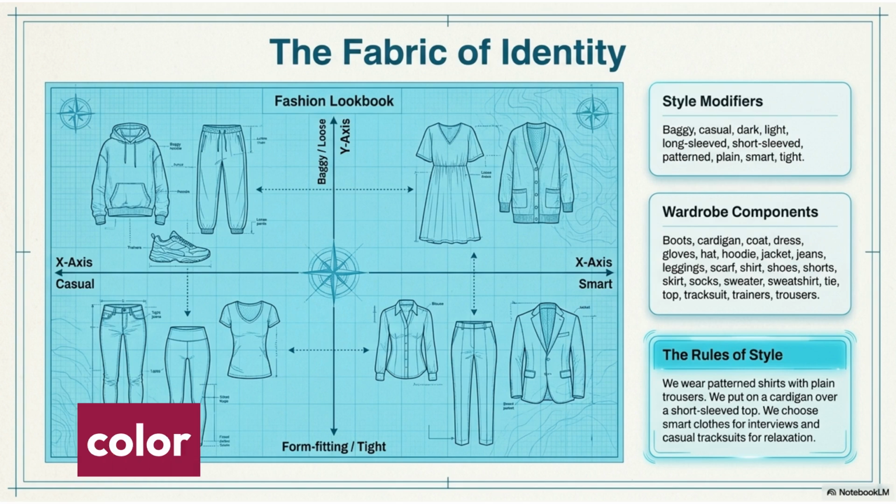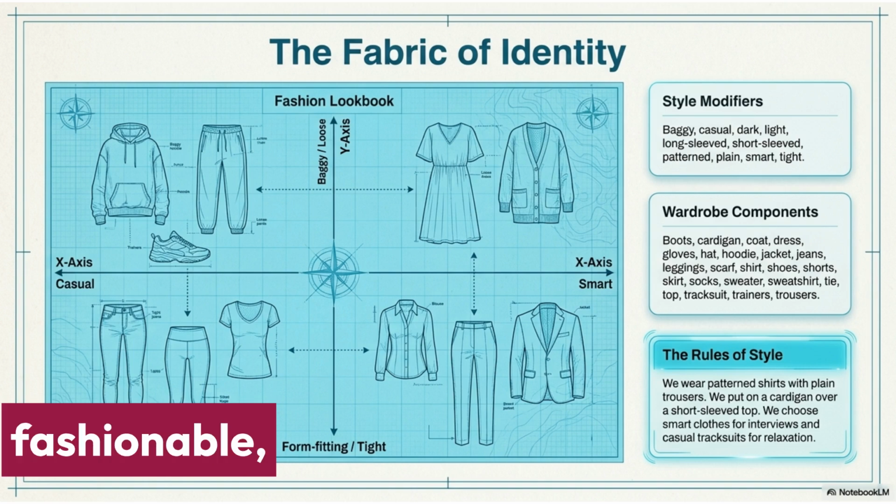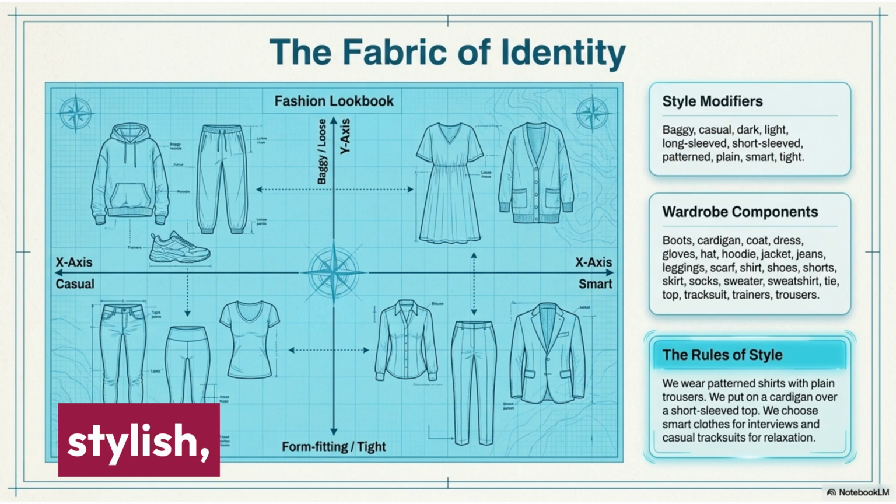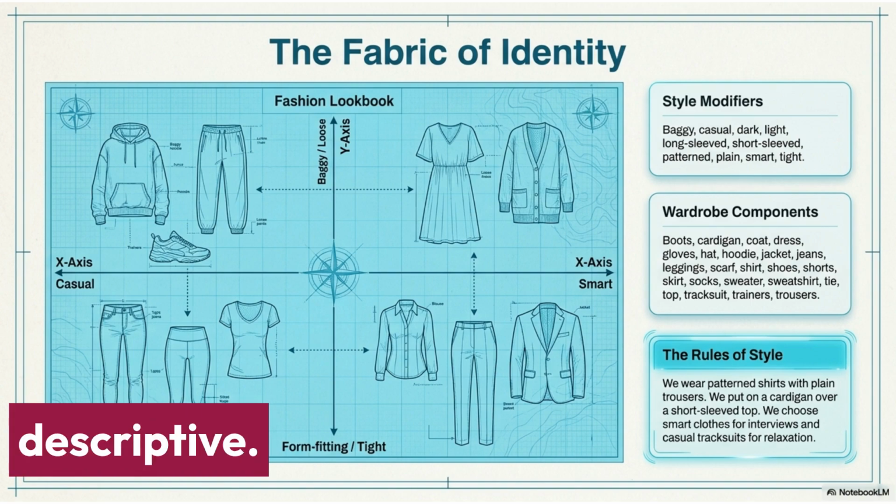The second layer is color and pattern. Instead of simply saying a shirt, make it more specific. A black shirt, a white dress, a striped t-shirt, a checked jacket, a floral skirt. These small details make your description much more vivid. Finally, we describe style. Someone can look casual, formal, sporty, smart, fashionable, elegant, stylish, or trendy. Once you follow this order, describing someone's appearance becomes more natural, more organized, and more descriptive.